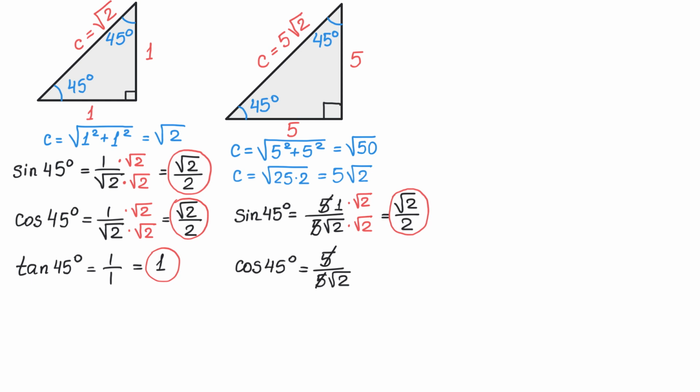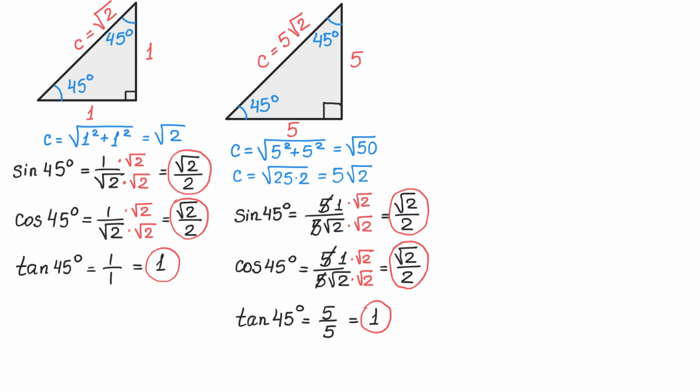Then 5 and 5 will cancel, and we will multiply the numerator and the denominator by square root of 2, and the result will be square root of 2 over 2. And this value is the same as the one in the first example. And now to evaluate tangent of 45 degrees, we will divide the opposite side by the adjacent side. That is 5 divided by 5, and all this equals 1. And now we see that all these values are the same as the values that we got to the left.